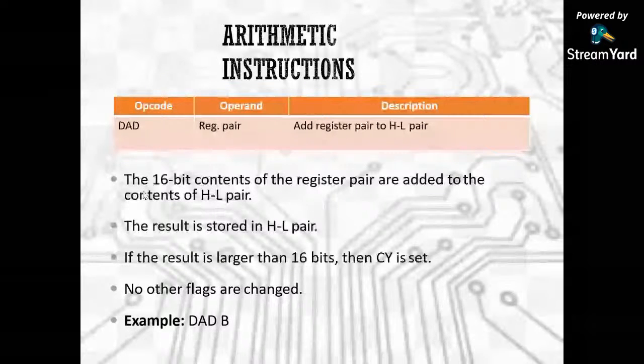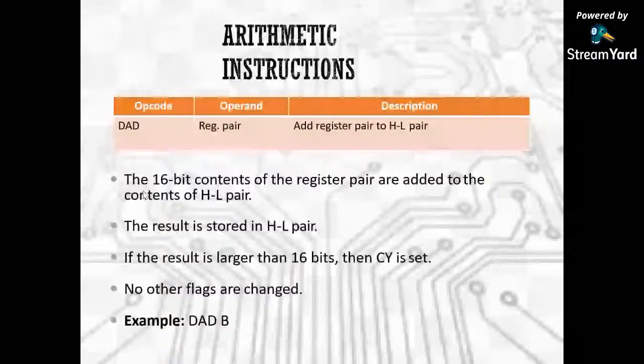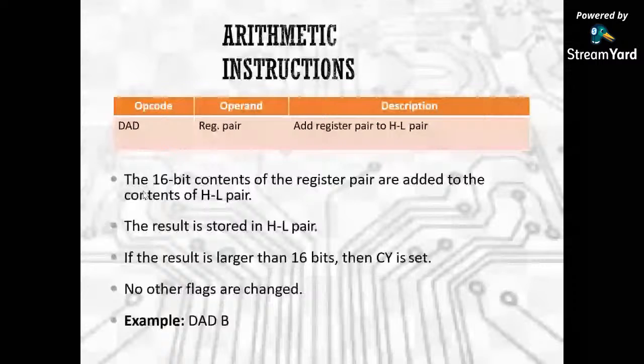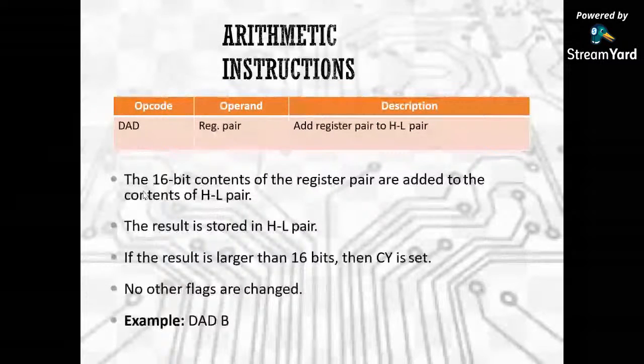So for example, DAD B, which is, what is B? B is what we call a 16-bit register pair, used to add the 16-bit contents of the register pair to another content, which is the H and L pair.